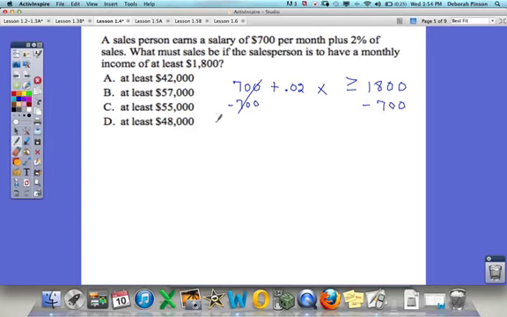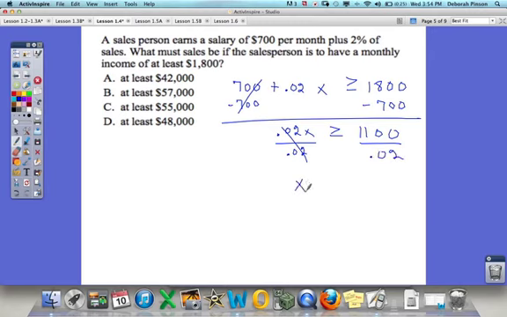So subtract off my 700, and then I'll divide by my little tiny bitty decimal. Now I want to ask y'all to do this without a calculator, so if you use your calculator, that's great. So X has to be greater than or equal to 55,000. Now looking at this, I'm pretty sure it has to be this. Let's read it. At least 55,000, which is the same thing as greater than or equal to 55,000. So answer C.